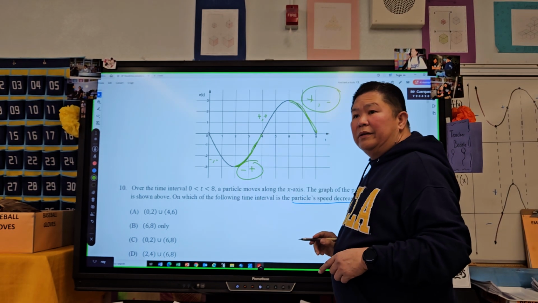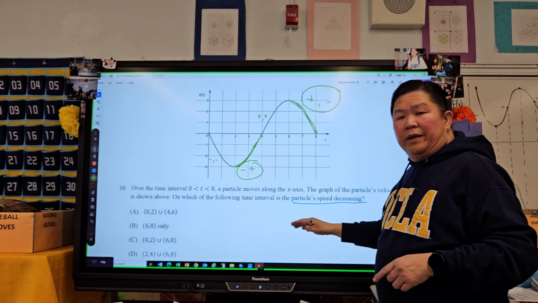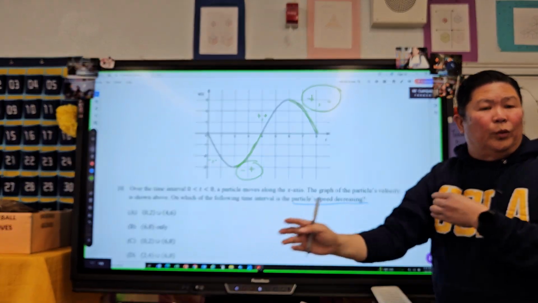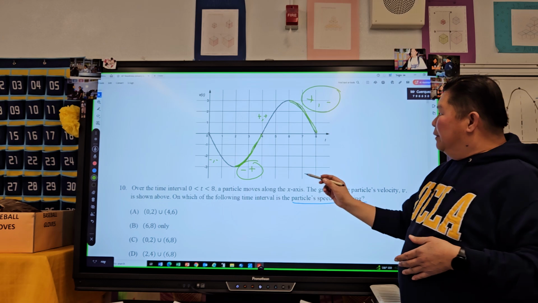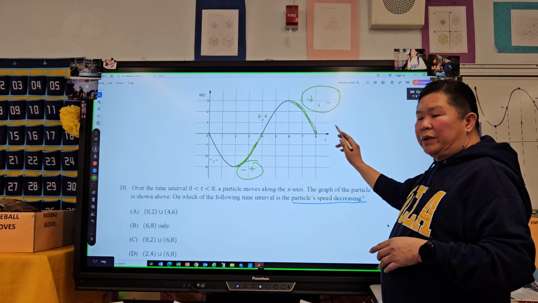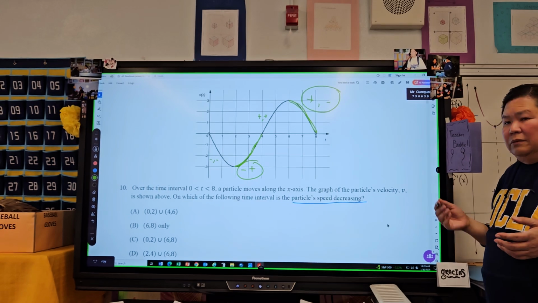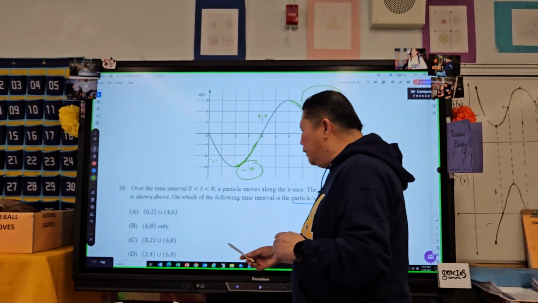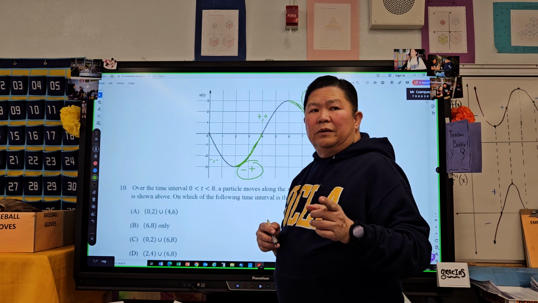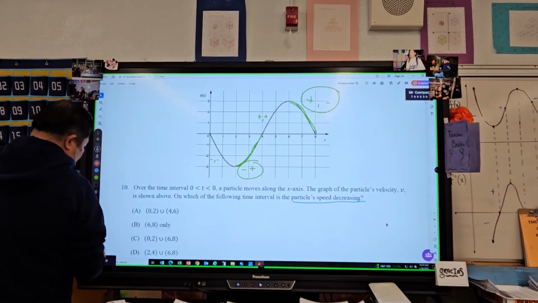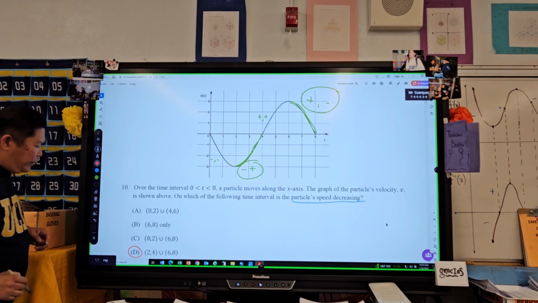So the signs here are different, so the speed is decreasing. Decreasing on what particular interval? From 2 to 4 and also from 6 to 8. So you have a union, right? From 2 to 4 and then 6 to 8. So the best option is letter D. Letter D is the right answer.